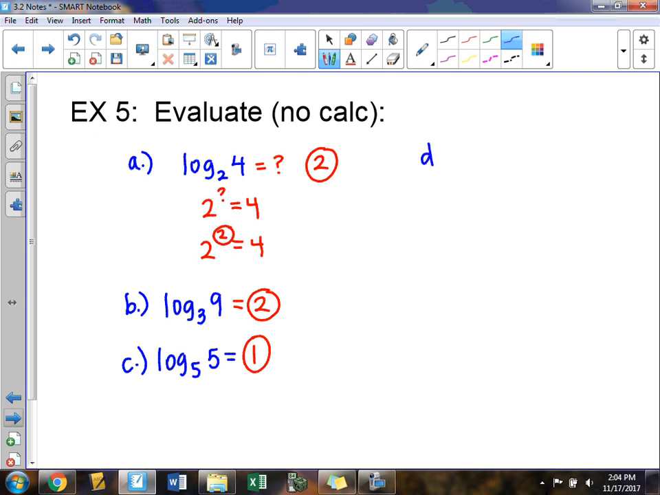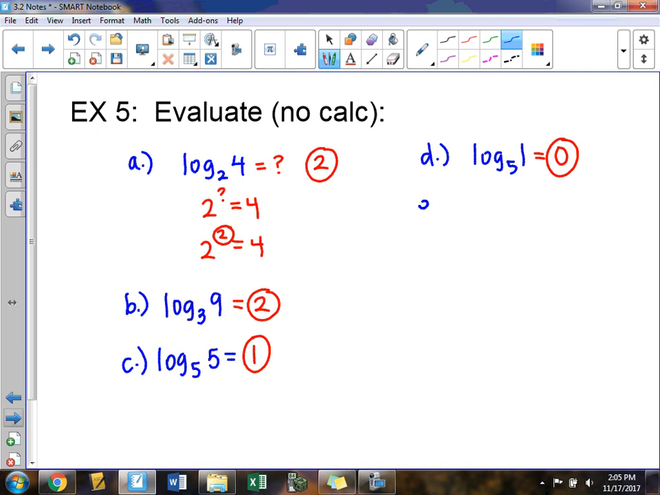Another one. Log base 5 of 1. The question you're asking yourself is, 5 to what power is 1? Anything to the 0 power is equivalent to 1.